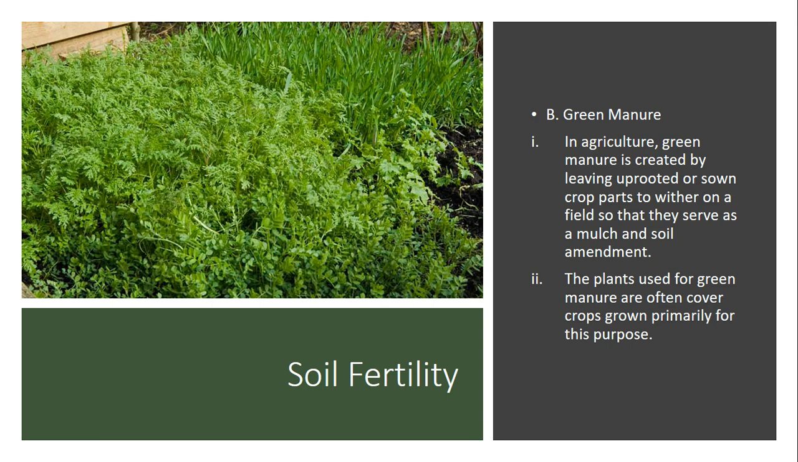What about green manure and what it is? Well, in agriculture, green manure is created by leaving any uprooted or sown crop parts left over from the harvest. They tend to then wither on the field and they serve as a natural mulch or soil amendment to the field. The plants used for green manure are often things like cover crops or perennial plants that aren't actually the target crop that you are harvesting for agricultural purposes.